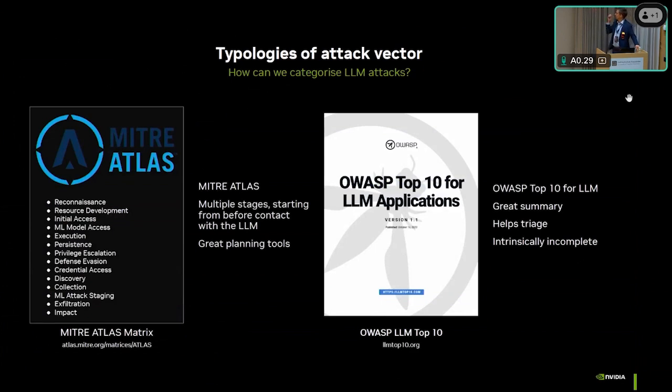OWASP have a Top 10. This is vulnerabilities. They specialize in application security. Really nice summaries. I wrote one of them, so really not, I don't know. It helps with triage, right? Because what they've done is they've told you only the top 10. It's intrinsically incomplete, but they say these are the ones you should be worried about.